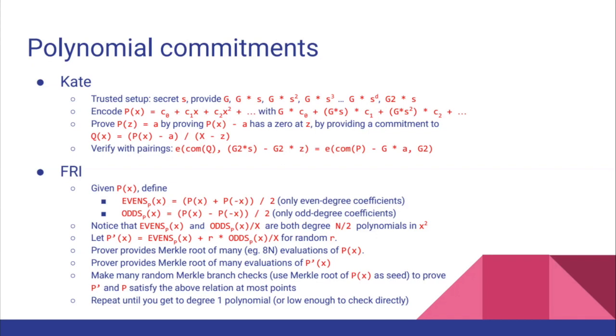If you want to learn more about these, Dankrad from the Foundation had a great article on how KZG commitments work, and I wrote about how FRI works on Vitalik.ca. So these are the two major schemes that we're talking about, and KZG commitments are the thing that gets used in schemes like PLONK, and FRI is the thing that gets used in STARKs.